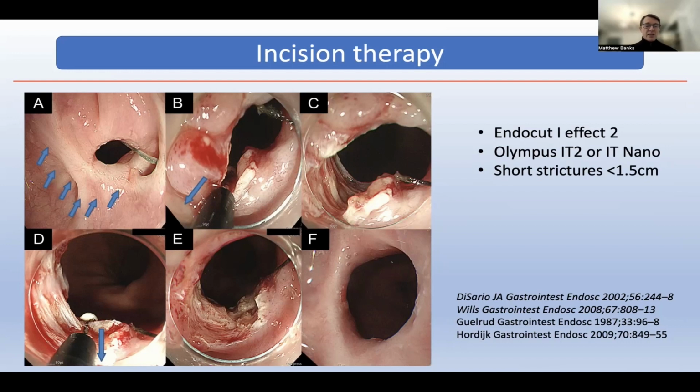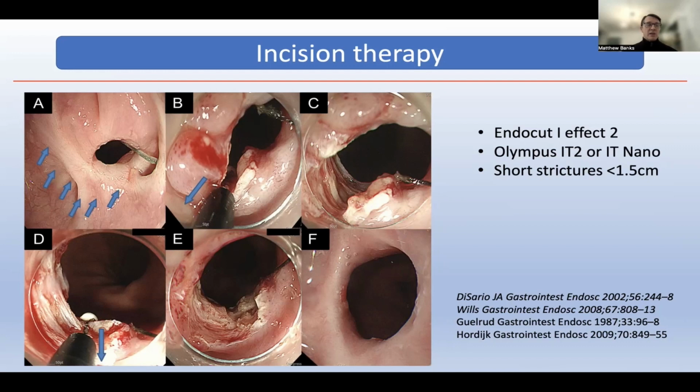After each cut, I'd inspect the base and try to cut towards the greater scar. So if you can see in these images on the top right, you can see quite a substantial scar. This is in fact an anastomotic stricture.